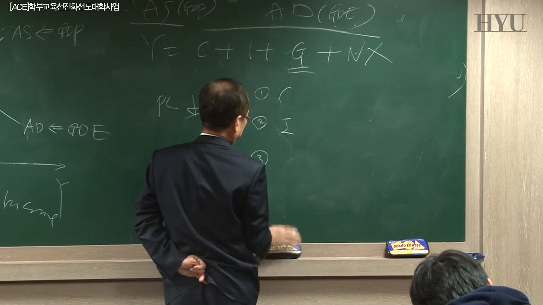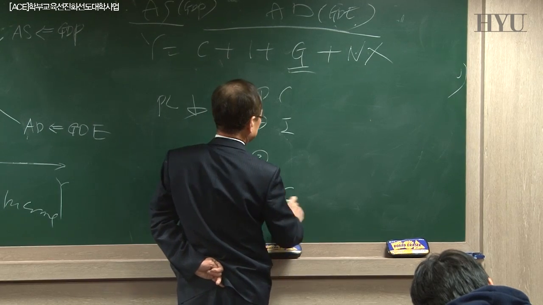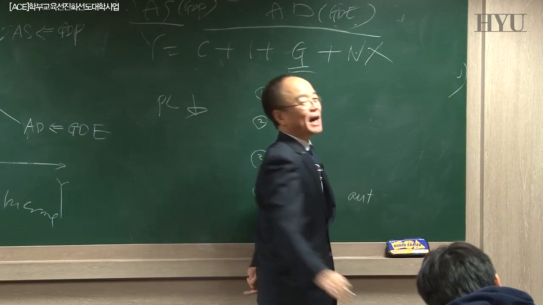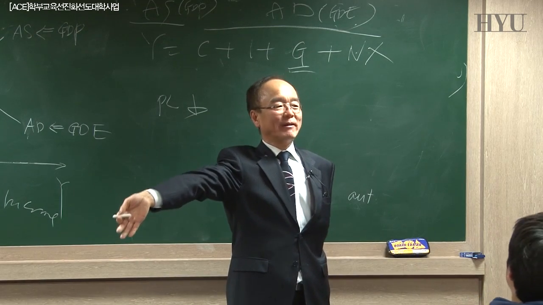Because of this, let's see one by one. For G, we call it more or less autonomous. Autonomous means outside of the economic consideration.